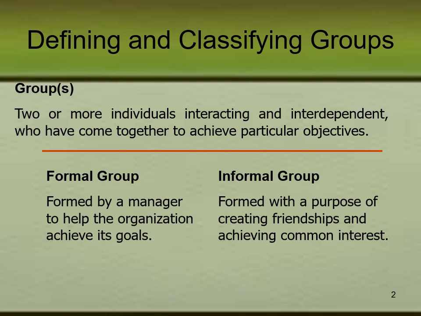So which type of group is found in an organization? We can find both. Formal group is formed to perform a task required by the organization to achieve a goal. Informal group is formed just to socialize and to share the same interests.